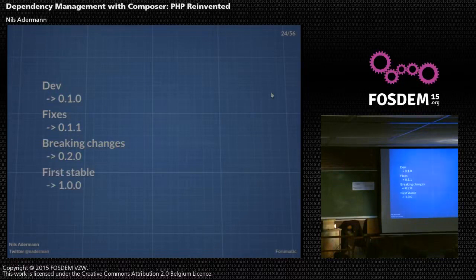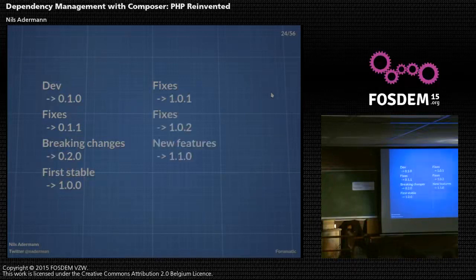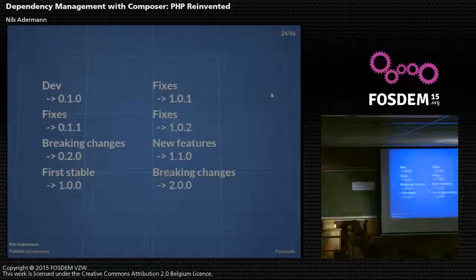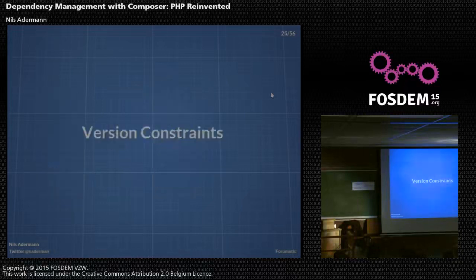And then you decide to make a stable release. So the first one is 1.0.0. You make some bug fixes, 1.0.1. Some more fixes, 1.0.2. You include some new features, 1.1.0. And then you make any breaking changes, and it's 2.0.0. All right, so that's how semantic versioning works.